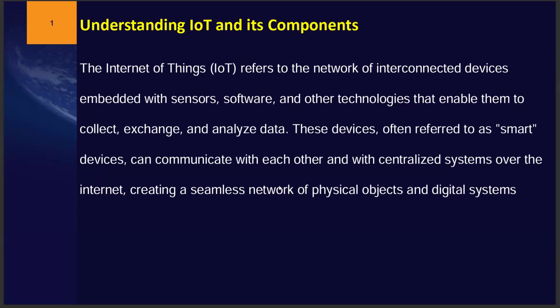Now, there's also one thing we could look at, which is what these devices referred to as IoT are. These devices are often referred to as smart devices. They can communicate with each other and with centralized systems over the internet, and they create a seamless network between physical objects and digital systems.